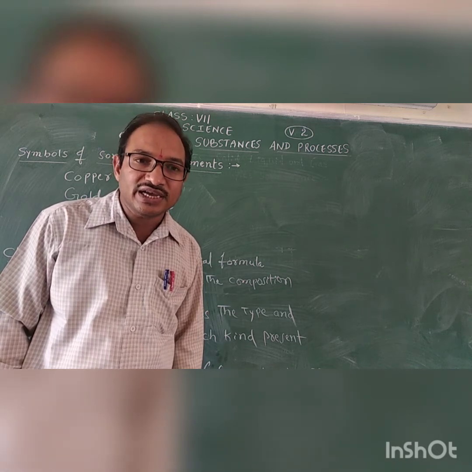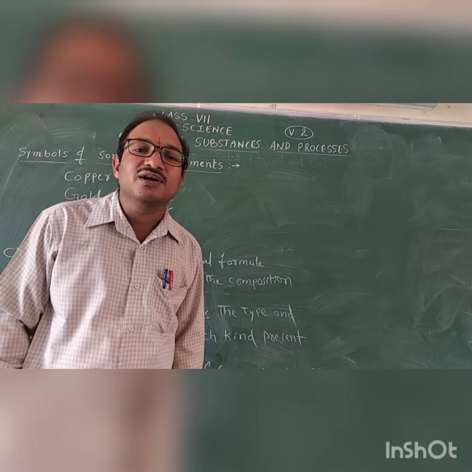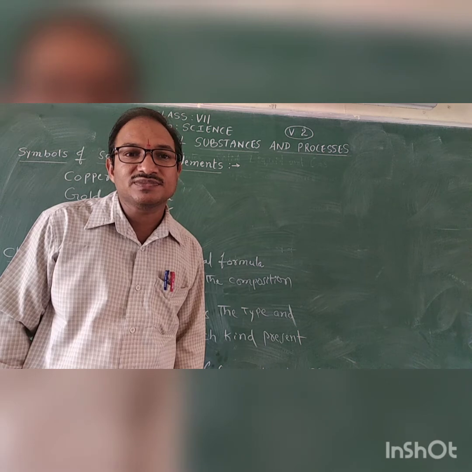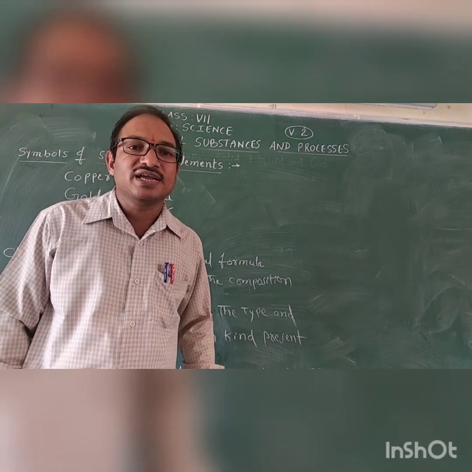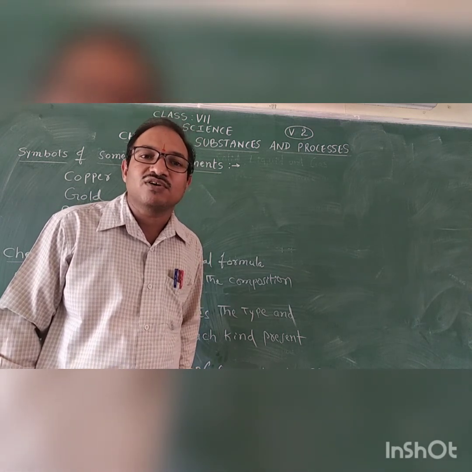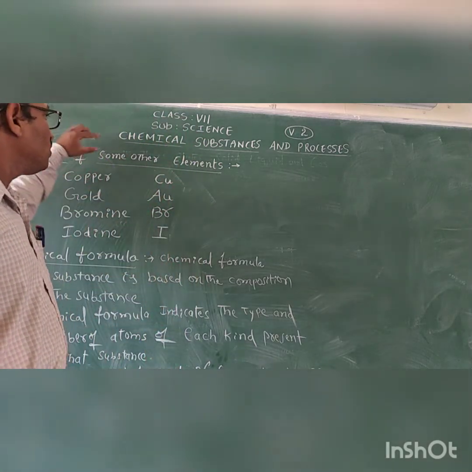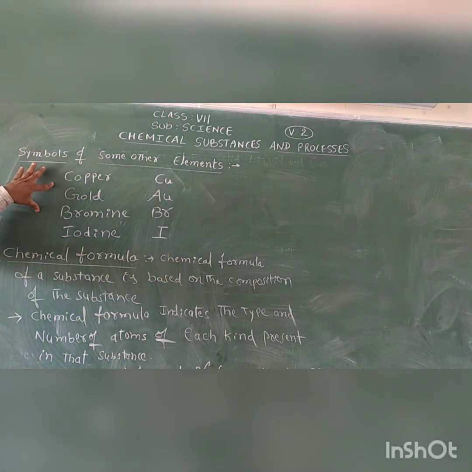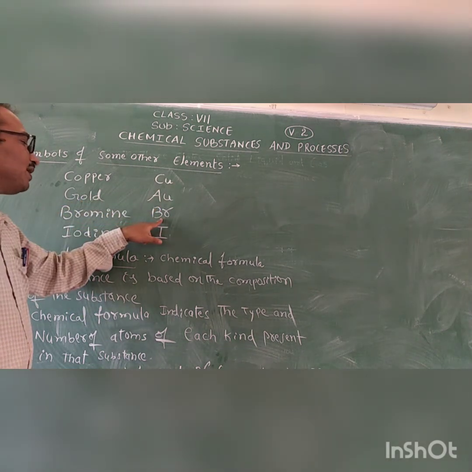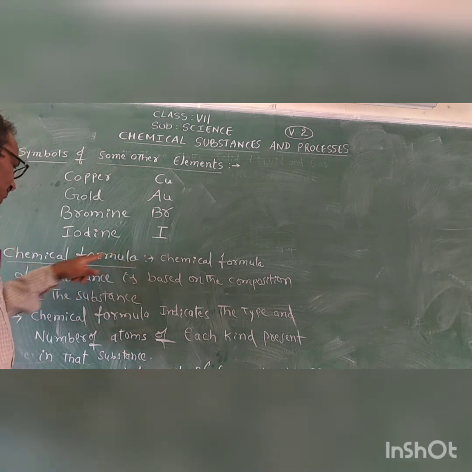Okay. Here I am going to send the photo of elements 1 to 20. You need to copy it in your classwork and you have to learn. After writing the table of atoms 1 to 20, next you need to write the symbols of some other elements. These are also elements, but these are not in order. Copper symbol is Cu, gold symbol is Au, bromine symbol is Br, and iodine symbol is I.